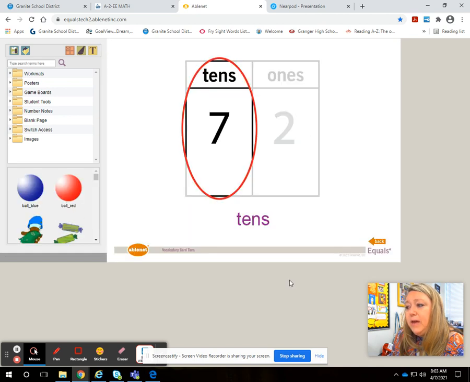Our new vocabulary words, we have two of them. Tens, the tens place, is always that second number. Whenever we have two numbers, that means we have at least 10. And this number right here tells us how many sets of 10 that we have. So in this number, 72, we have 7 sets of 10.